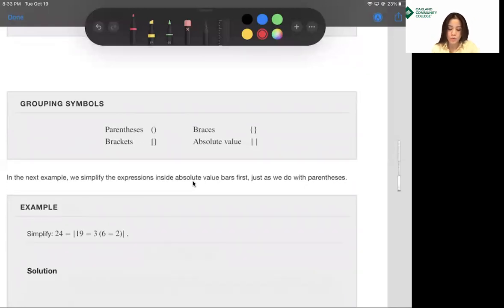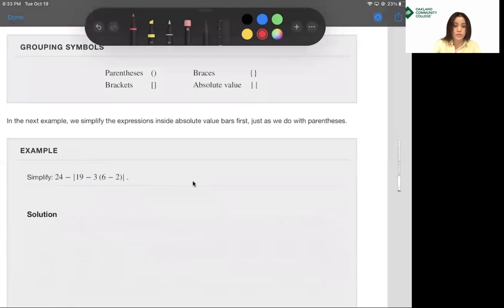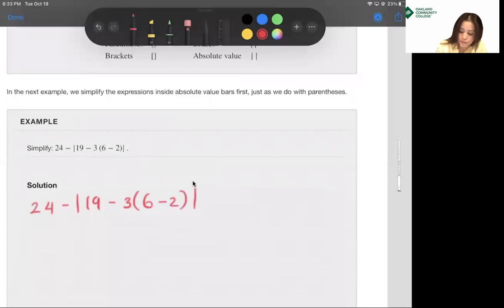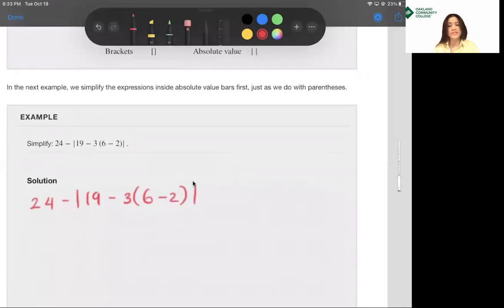In the next example, we simplify the expression inside the absolute value bars first, just as we do with the parentheses. Okay, so for example, I have 24 minus the absolute value of 19 minus 3 times the quantity 6 minus 2. So let me rewrite this down here. I have 24 minus absolute value of 19 minus 3 times (6 minus 2). So evaluate from inside out.